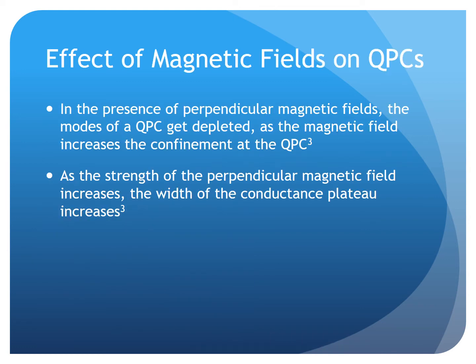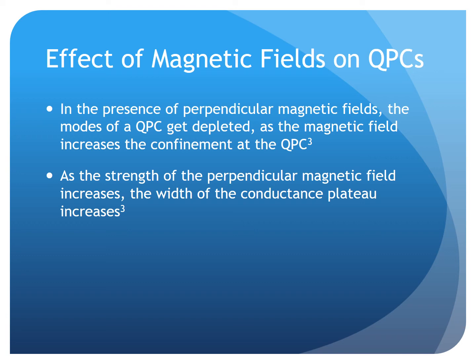So the historical data that I just showed was for a case where the magnetic field was 0, but magnetic fields do have a very strong effect on quantum point contacts. So in the presence of perpendicular magnetic fields, the modes of a quantum point contact get depleted as the magnetic field increases the local confinement at the quantum point contact. Additionally, there's a correlation that as the strength of the perpendicular magnetic field increases, the width of the conductance plateau increases.